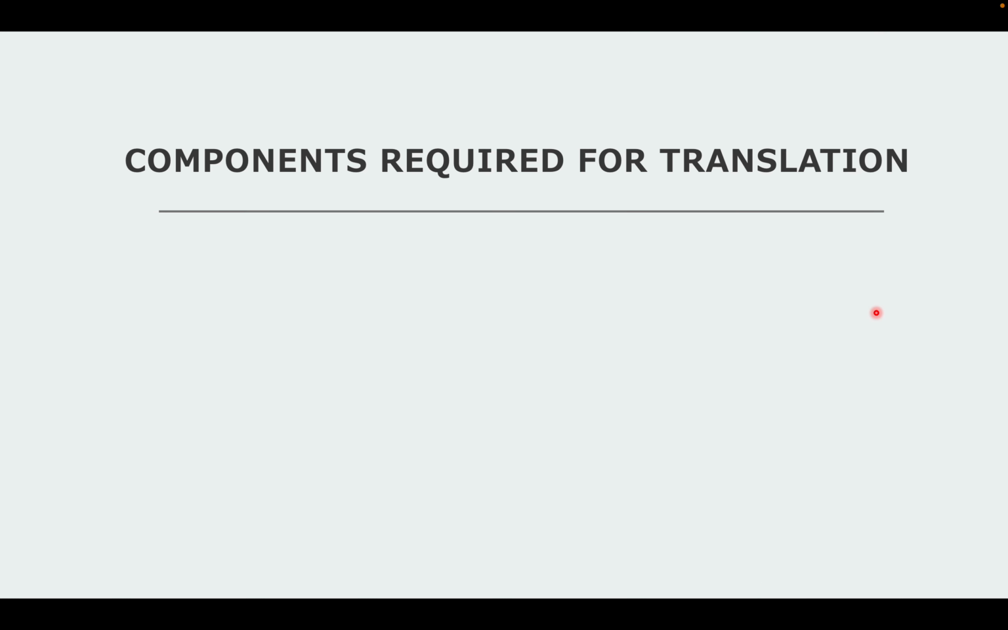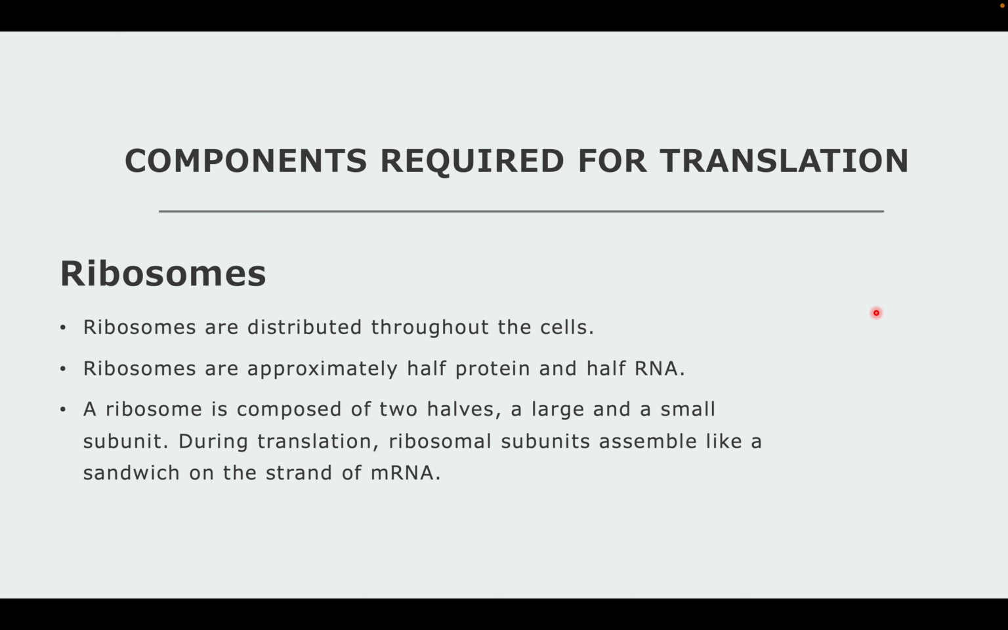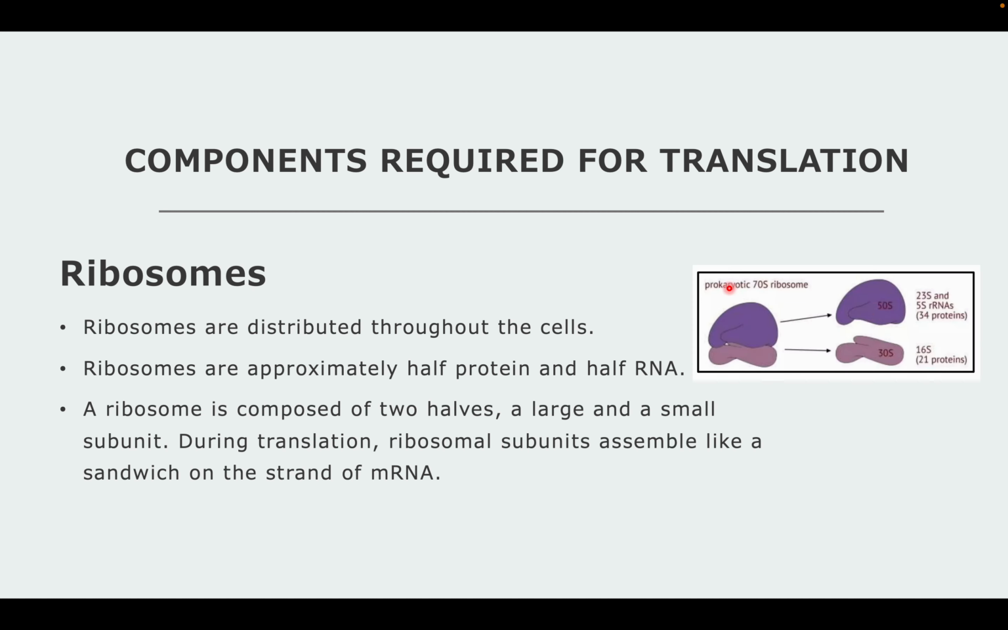So, what are the different components required for translation? As I have said, the most important component is the ribosome, where the translation takes place. Ribosomes are distributed throughout the cells, and they are approximately half protein, half RNA. Here you can see the ribosome. It consists of two halves: a larger subunit which is 50S and a smaller subunit which is 30S. As you can see, they contain 16S RNA and protein, and the same here, different rRNAs, ribosomal RNA, and protein. So they are composed of half protein, half RNA.